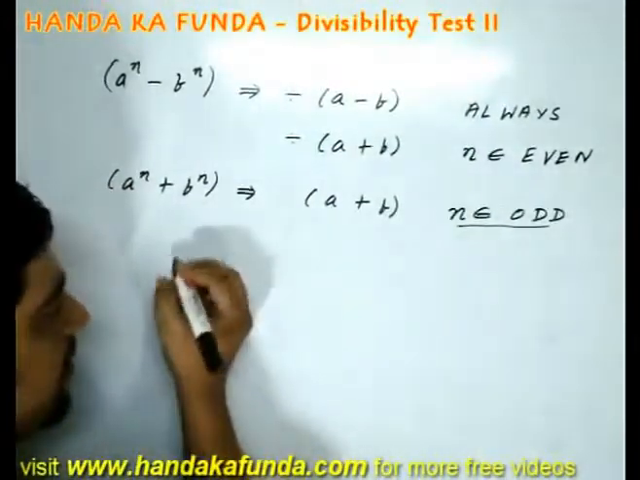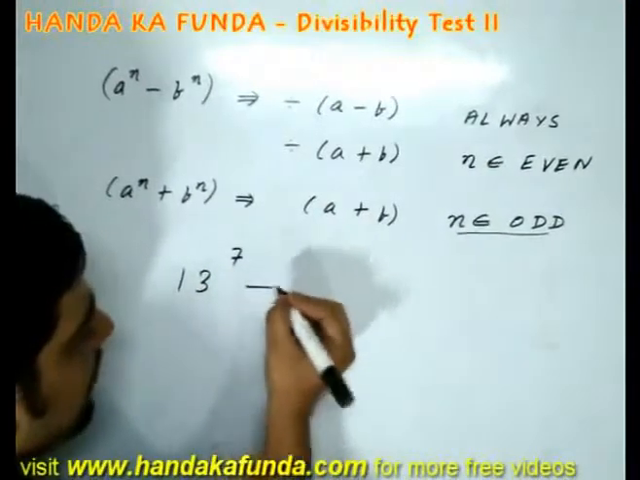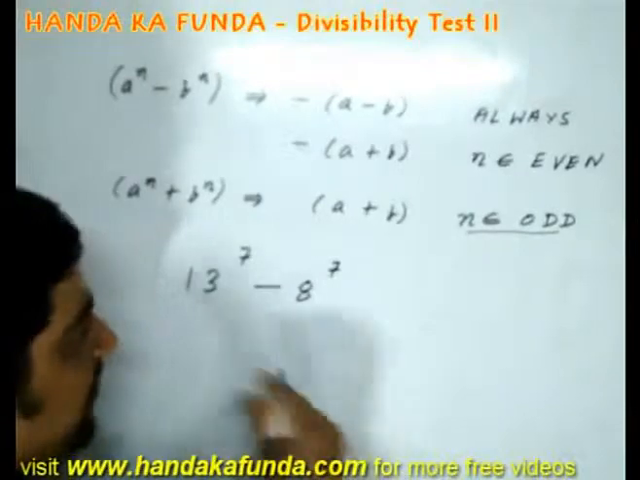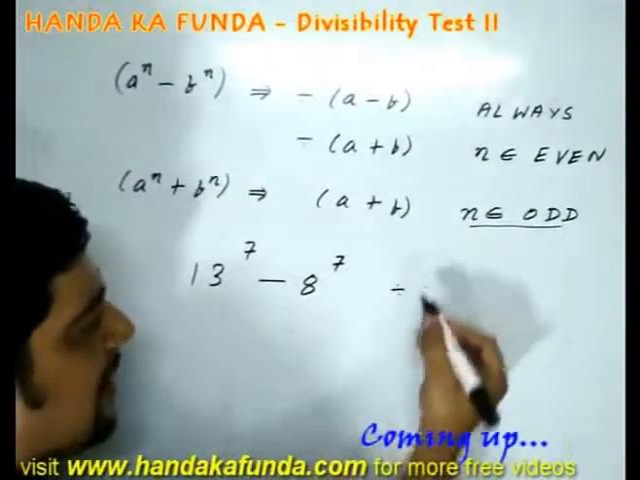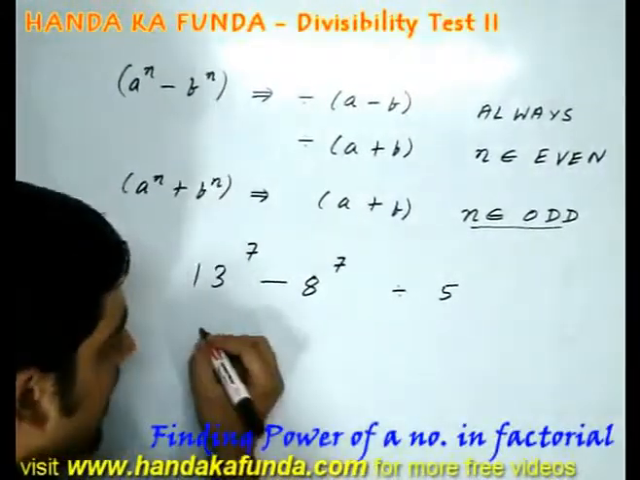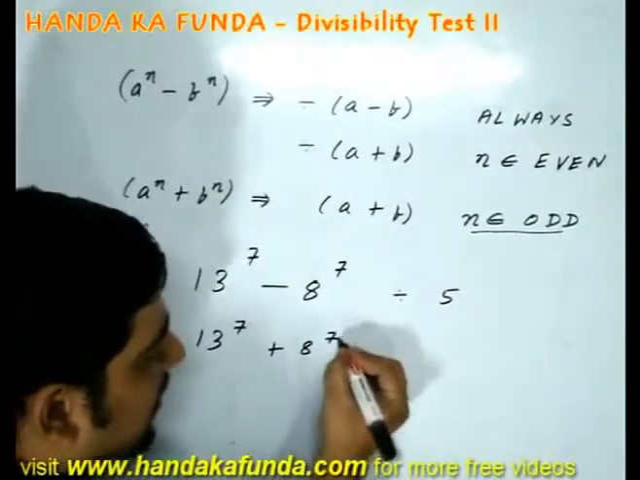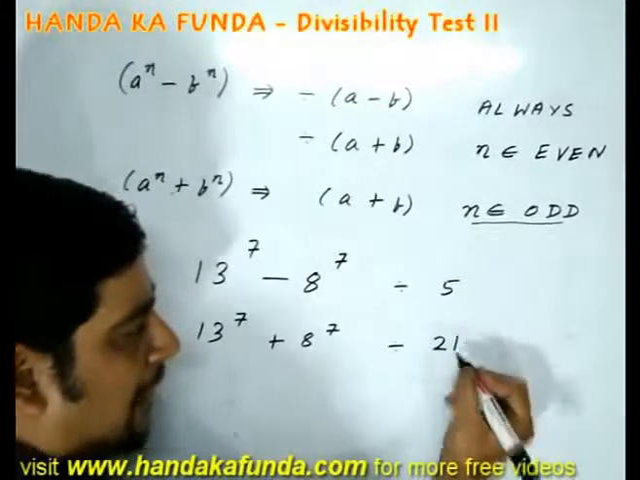What I am trying to say is, suppose I have 13 to the power 7 minus 8 to the power 7. Something like this is divisible by a minus b, that is, it is divisible by 5. However, if I had 13 to the power 7 plus 8 to the power 7, it would have been divisible by 13 plus 8, 21.